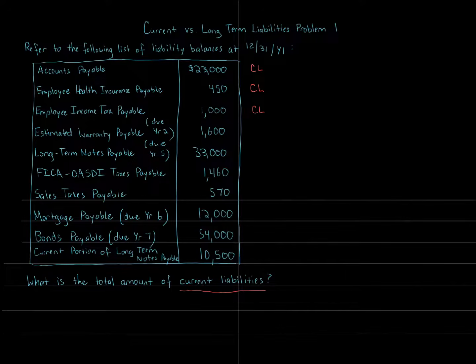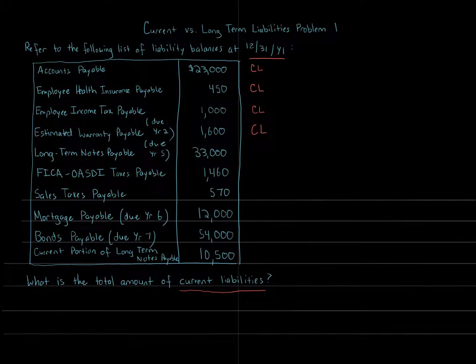So estimated warranty payable is a good example of where you could be told when it's due beyond 1 year. Well, it's due in year 2, and we're looking at the balance on December 31st, year 1. So it's current, because you're focusing on the date of the balance sheet, December 31st, year 1, to the due date in year 2. Now, if this was on January 1st, year 1, and it was due December 31st, year 2, it would be long-term. So see how that can change?